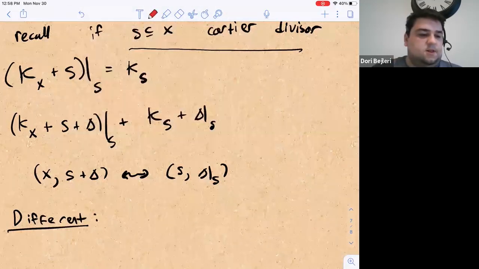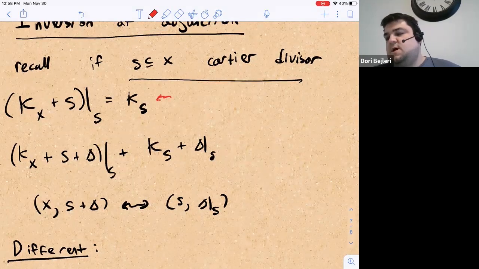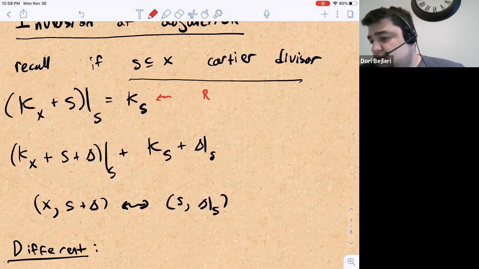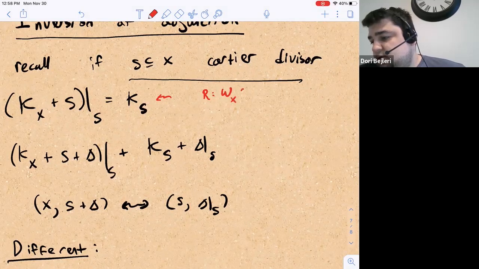So let me go back for a second and say, where does this equality come from? This is really an equality of equivalence classes. So this is an equality of linear equivalence of Cartier divisors. But it actually comes from a canonical functorial map between line bundles. So there's a functorial residue map, which goes from omega X twisted by S to omega S.